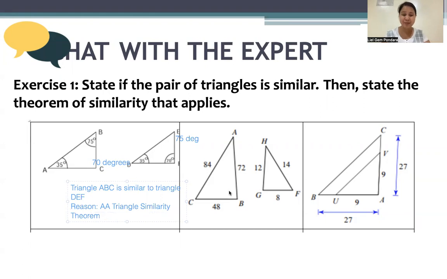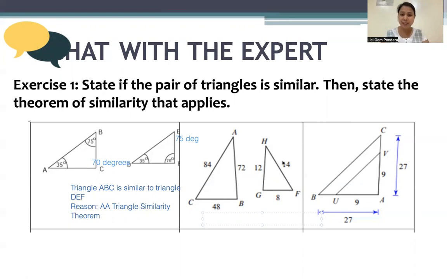Let's go to the next one. We have 84, 48, and 72. The other, 12, 8, and 14. So with this one, the given are 3 sides. So we will check if the SSS triangle similarity theorem is being applied on this. Now let's start with this one. Ready?